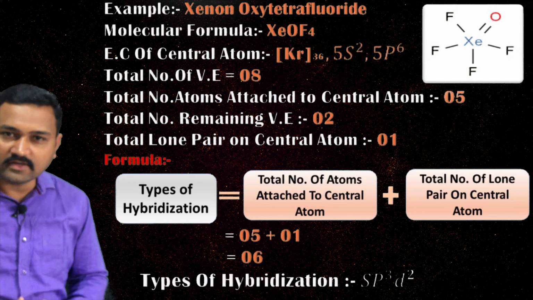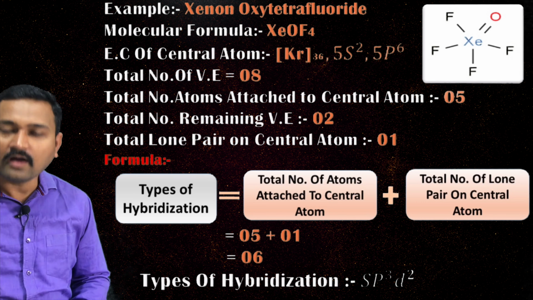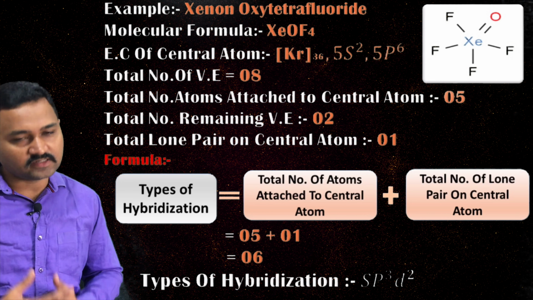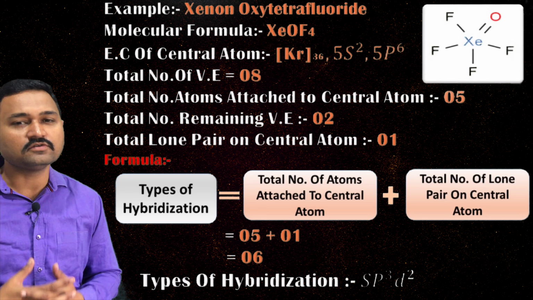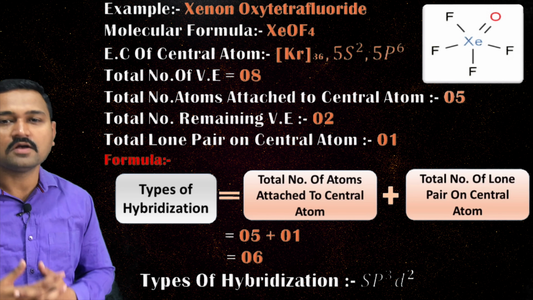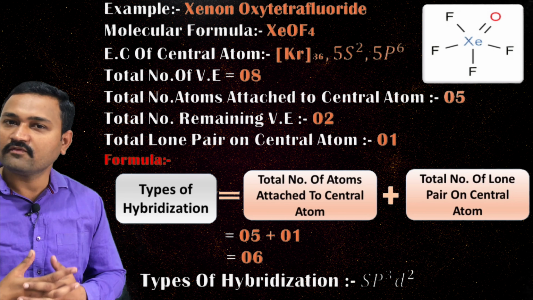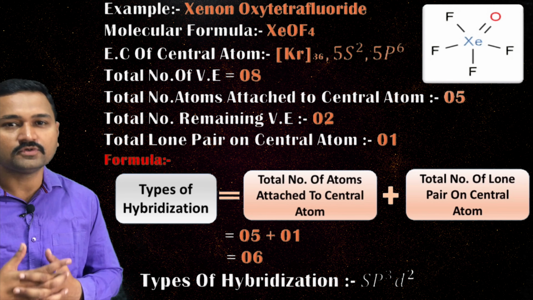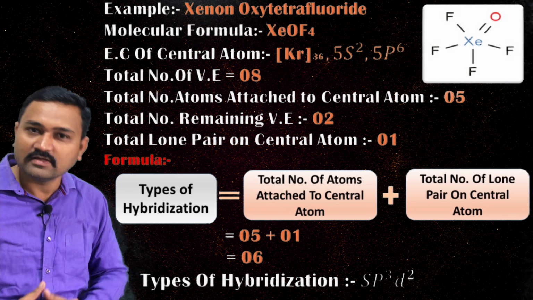Now, let us consider the next example, that is the xenon oxytetrafluoride molecule. So, the molecular formula will be XeOF4. So, here again the central atom will be the xenon. Now, let us consider the electronic configuration of the xenon. We know that xenon atomic number 54. So, its electronic configuration will be krypton 36, 5s2 and 5p6. So, 5s and 5p contribute to the valence shell. Hence, the total number of valence electrons in that valence shell is equal to 8.